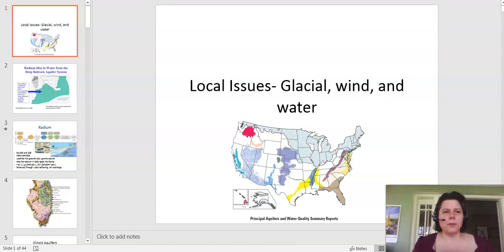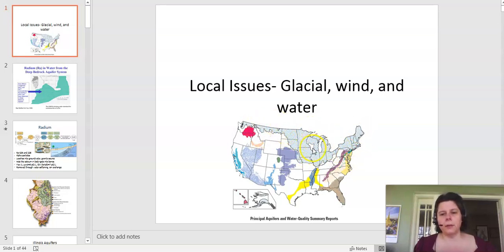Okay, so today we're going to start talking about local issues. So glaciers, wind, water, everything that affects our little state of Illinois right here. You can see here, this is the picture of the Principal Aquifer and Water Quality Summary from a different report. But we talked about this being the edge of the last glacial maximum and that a lot of issues in these areas all match up.